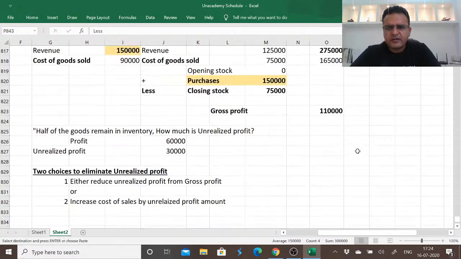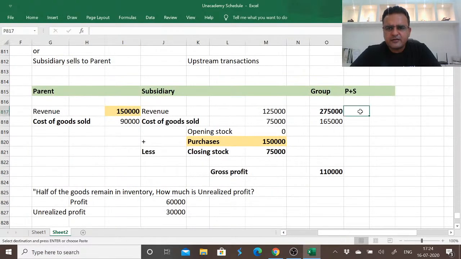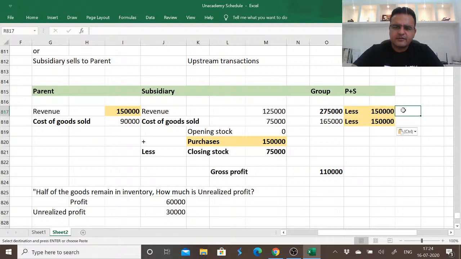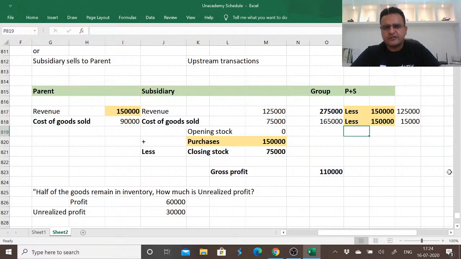This we have to eliminate. This is the first thing to be done. Thereafter, once we have the profit after treating this, cost of goods sold is equal to 165 minus 150.